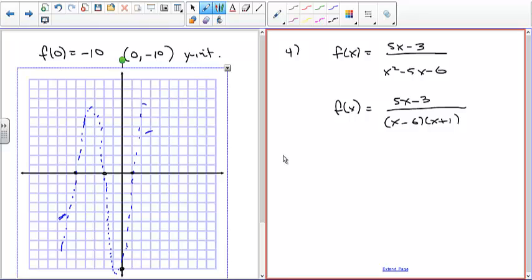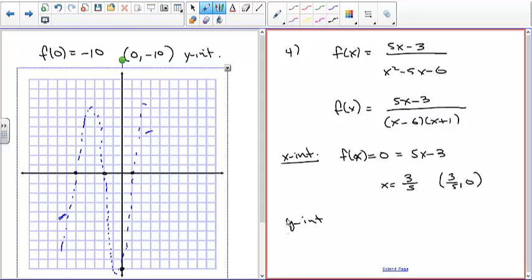Okay, so first thing, x-intercept. The x-intercept is when f of x equals 0. We're trying to figure out what the values of x are. So all we have to do is have the numerator go to 0. The denominator plays no part in calculating the x-intercept. So if we solve that, you'll get x is equal to 3/5. So you take this to the other side, divide by 5. So the x-intercept is going to be (3/5, 0).